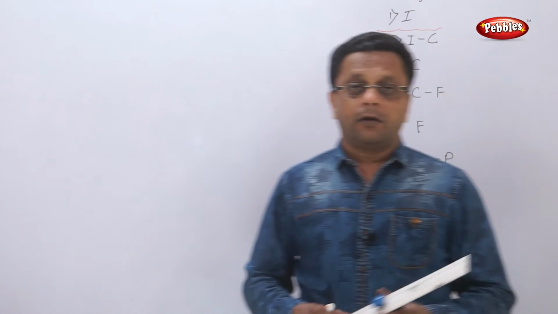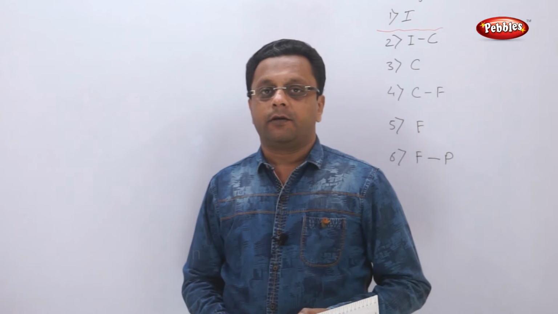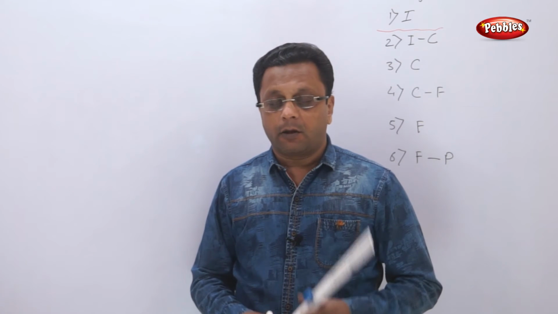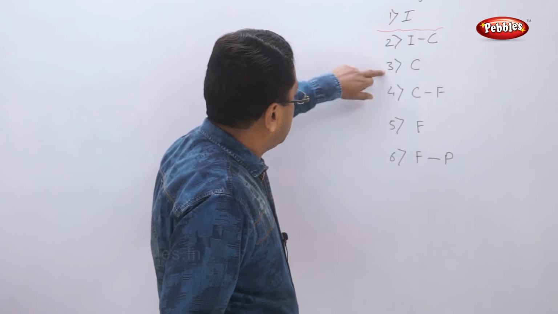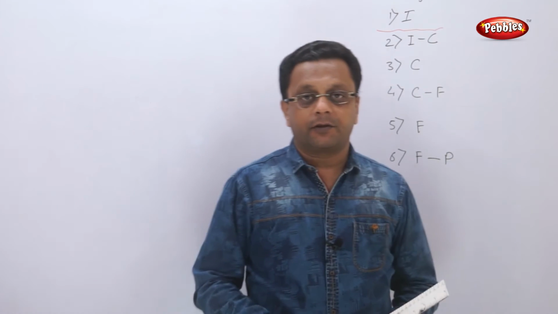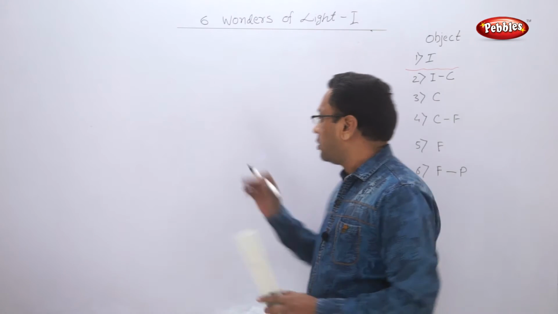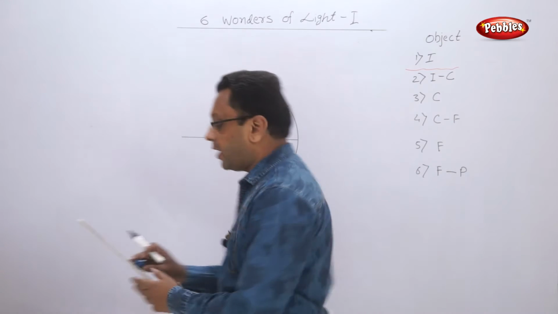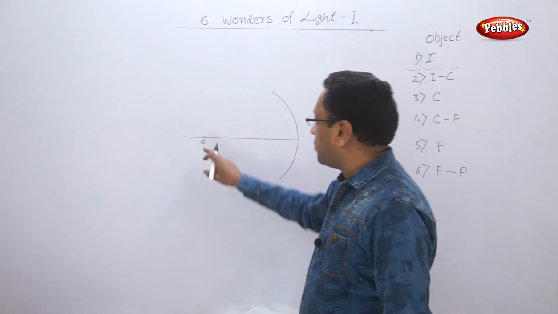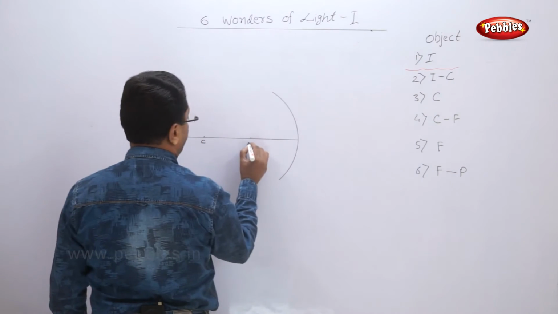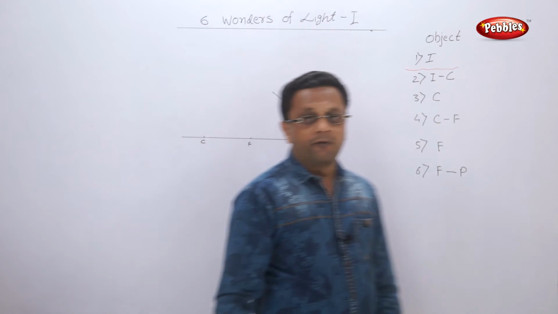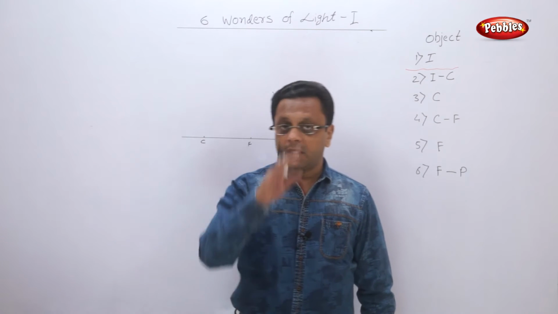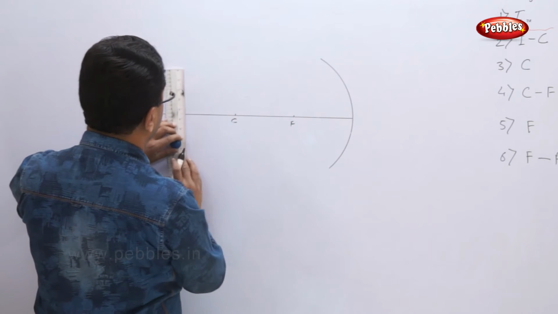Now we have seen when the object is at infinity, there we took only parallel rays. Now let us see all these 5 figures. Let us draw the concave mirror first. I am taking equal distances F and C. So I marked C and F here. Now we are going to see the second case where the object is between infinity and C. Let us take this object somewhere here.